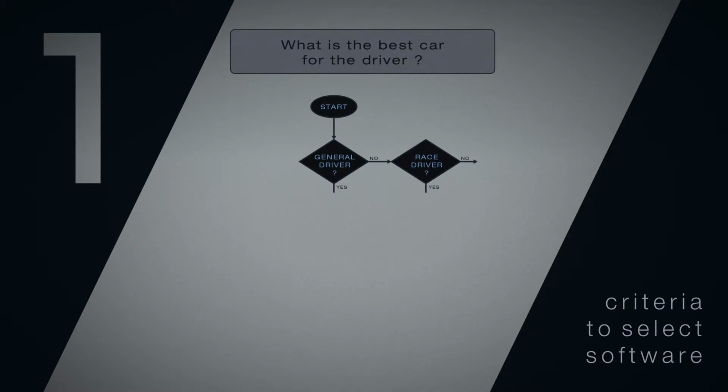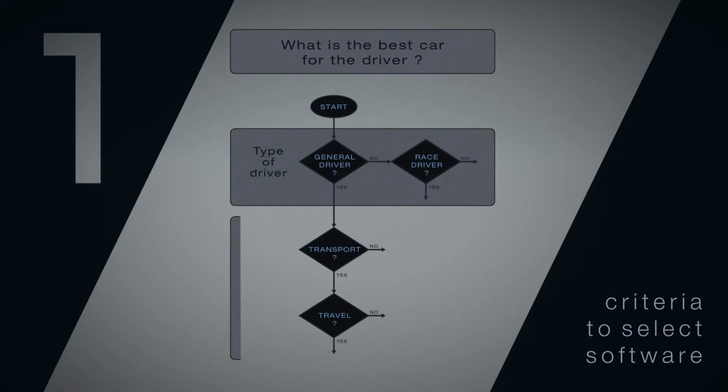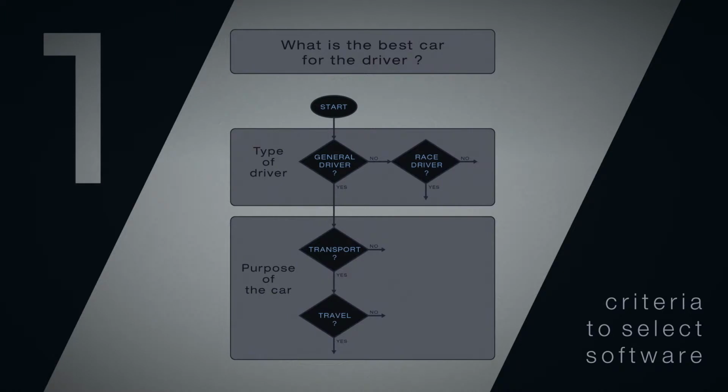Probably the first thing you need to specify is if you are a general driver or rather a race driver. Then, for instance, if you said you're a general driver, you also need to specify what you are going to use the car for. Maybe for transportation in the city, or maybe for traveling across the country, or maybe you say for both things. So the answer depends on the type of driver you are and the use and purpose of the car. The same reasoning can be applied to the matter of selecting software.